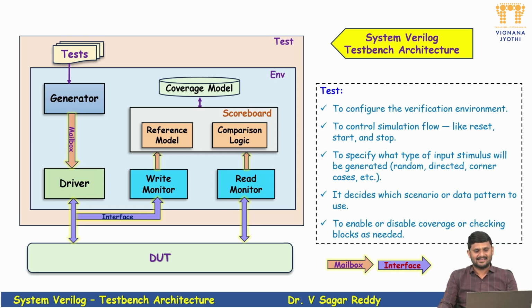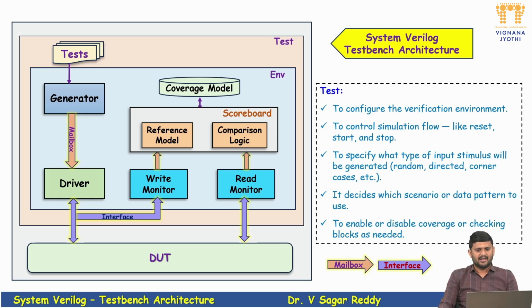So the beauty of the test layer is that if you write 100 different tests, each one targeting a different scenario, you do so without touching the environment. The driver, monitor, scoreboard, the entire verification infrastructure stays the same, only the test scenario changes. Simply we can say the test is the script, the environment is the stage, and the DUT is the actor. Change the script, the performance changes, while the stage stays exactly the same.